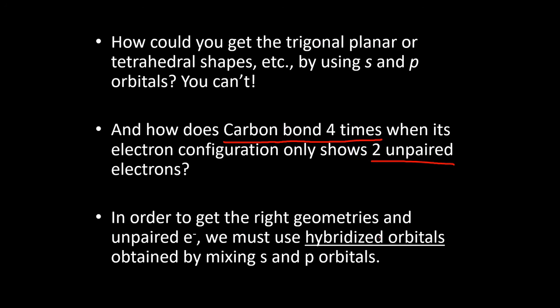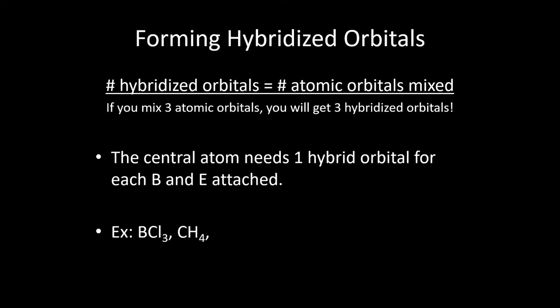So, in order to get the right geometries and the correct number of unpaired electrons, it was discovered that when we're forming bonds, we're not actually just taking pure atomic orbitals and matching those up from one atom to another. Instead, what's happening is we are getting what's called hybridized orbitals. We get these hybridized orbitals by literally adding atomic orbitals together. We take the wave functions that describe different atomic orbitals, and when we add those wave functions together, we get different wave functions that actually work better.